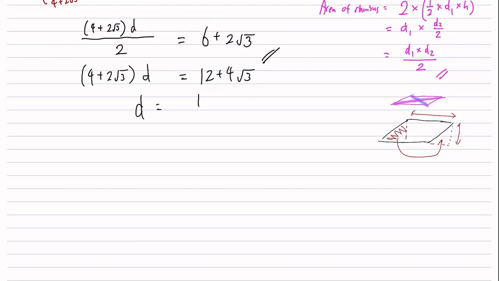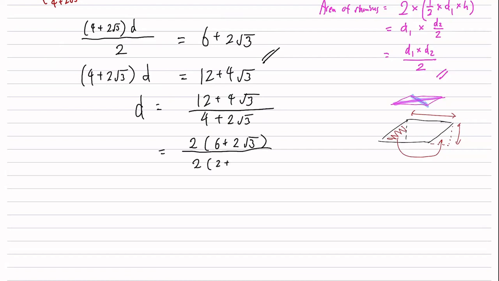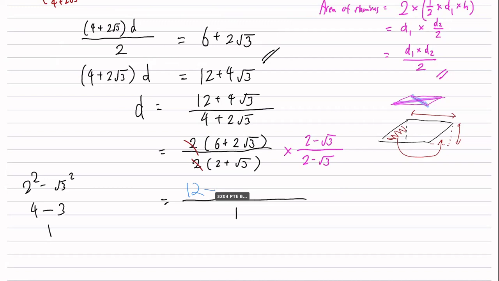And D equals 12 plus 4 root 3 over 4 plus 2 root 3. Anything to cancel off before we start to rationalize? 2. Yes, correct. Please make sure you cancel off. If not, your life will be very miserable. You will have a lot of big numbers to deal with. Don't do that. So cancel off a factor of 2, then you start to rationalize. Multiply what over what? 2 minus root 3. Correct, yes. So that means you'll be left with 2 squared minus root 3 squared, which is 4 minus 3, which is 1. So the denominator is just 1. Numerator, 6 times 2.